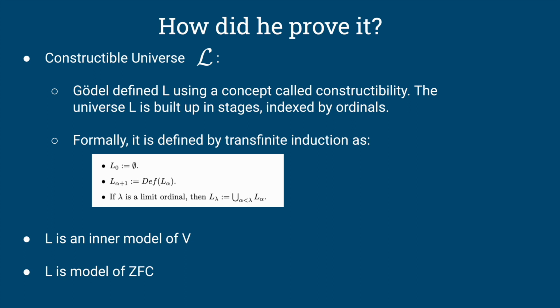And this is very important because if L were not a model of ZFC, then Gödel's construction would not work to prove the consistency of the continuum hypothesis within ZFC. If it weren't a model of ZFC, it would be trying to prove a property about a system using an argument that does not apply to that axiomatic system. So the proof would not be valid.